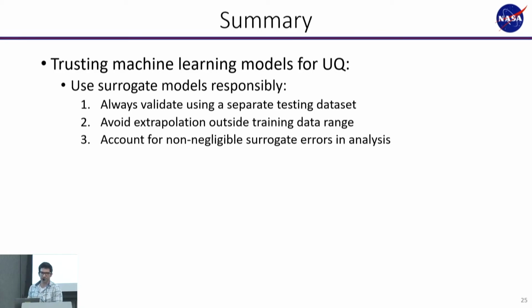All right, so to conclude, I talked about machine learning models for UQ. First I talked about surrogate modeling, which is used a lot for UQ, and how to do so responsibly. I think the main thing, just like machine learning 101: always validate your machine learning model or your surrogate model prior to deployment. Always use a separate testing data set that wasn't seen during training. Avoid extrapolation outside your training data range, and then account for any non-negligible surrogate errors in your analysis.